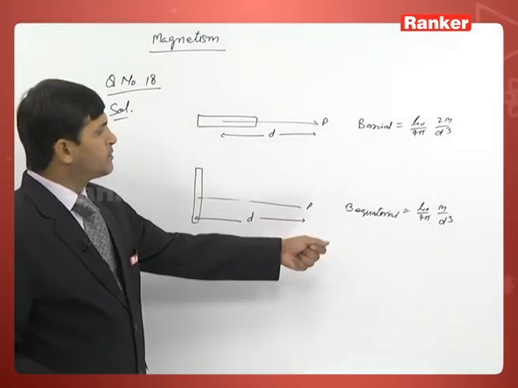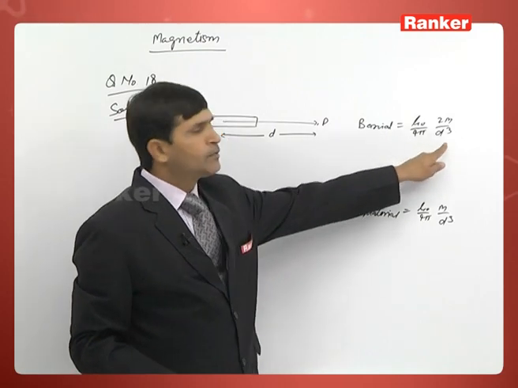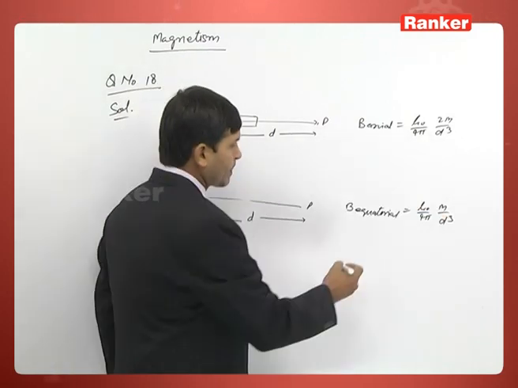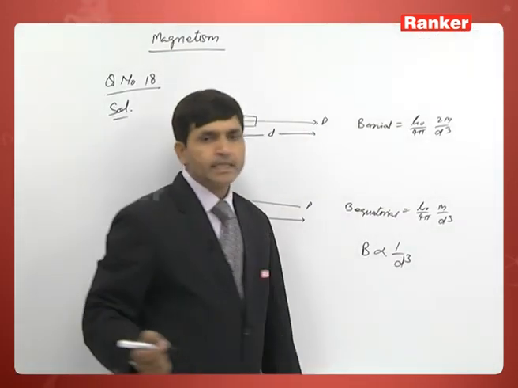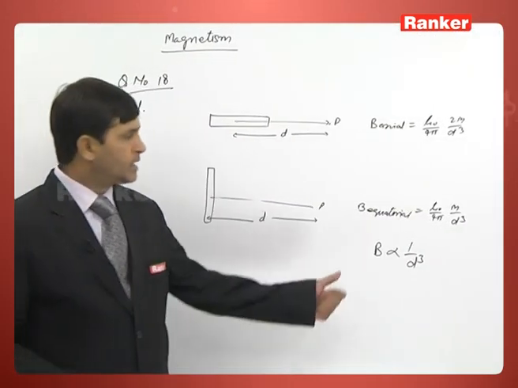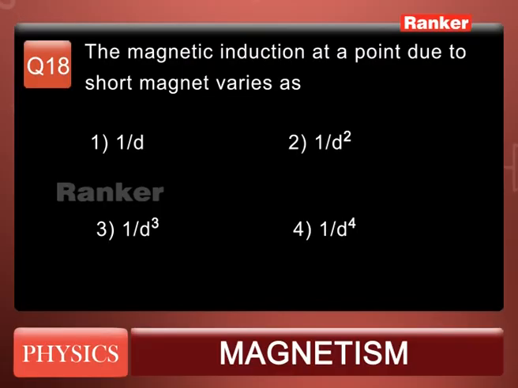So we found in both the expressions B is inversely proportional to D cube, and this is the same as option number 3. So our correct option, your option 3, is the correct answer.